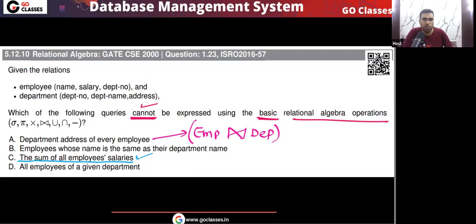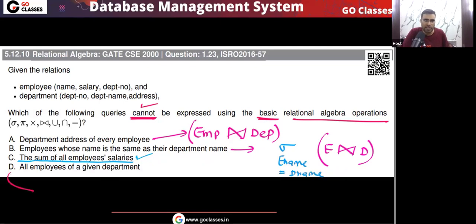Again, what will you do? You will do the natural join, and then you will select where employee name is the same as department name. Yes or no? First, you will do the natural join. Then you will select tuples where employee name, E name, is equal to D name. So this is the answer for option B.